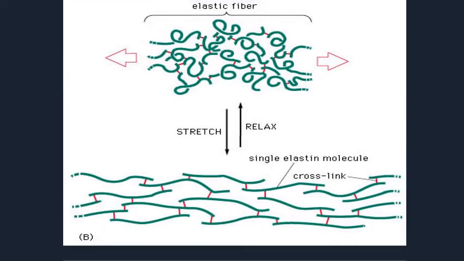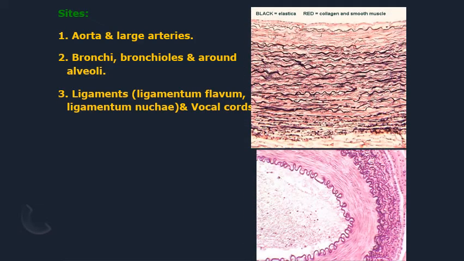Again, here are the elastic fibers, present in the relaxed state and in the stretched state. Where could I find it? I can find it in the aorta and the large arteries. These elastic fibers, when stretched, increase the diameter of the blood vessels and the aorta, and also in the bronchi, bronchioles, and around the alveoli, in order to increase the diameter while exercising.